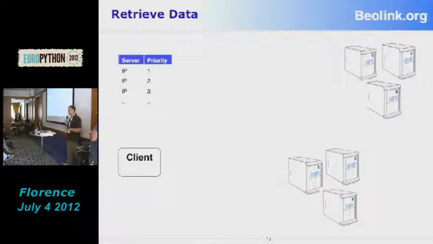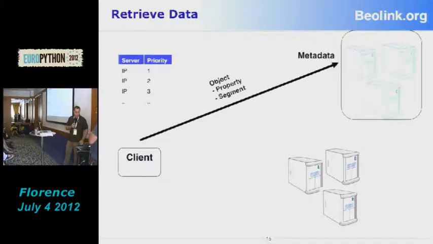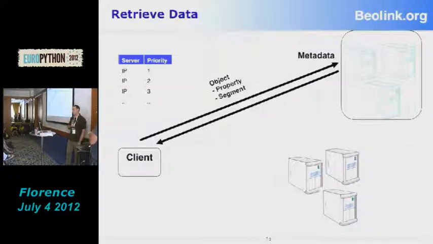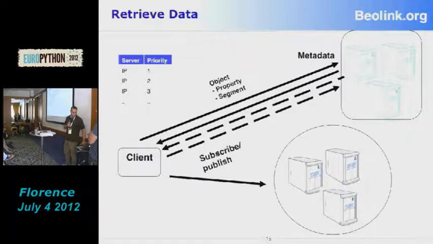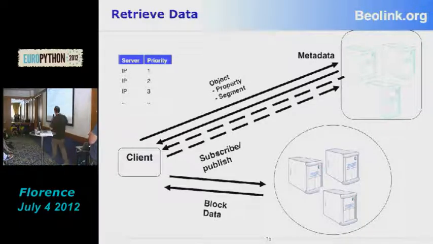When you want to read a file, or better, an object in our case, you read your server priority list. You decide which server you want to use. You make the query, and you retrieve the object information. When you have the object information and you have a list of the blocks, you can retrieve each block from all the servers that you have in the list.